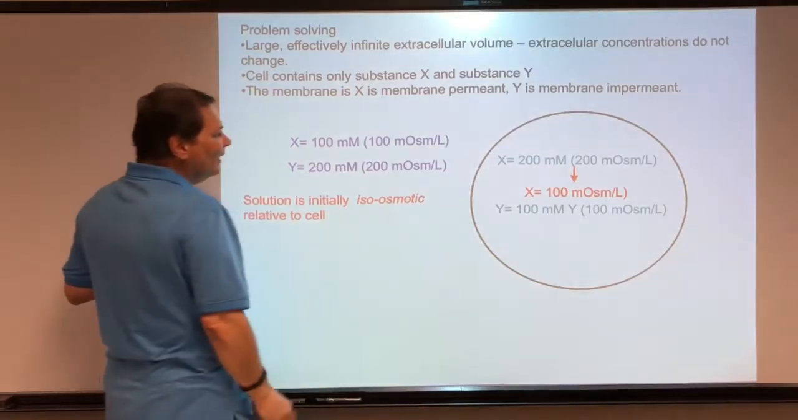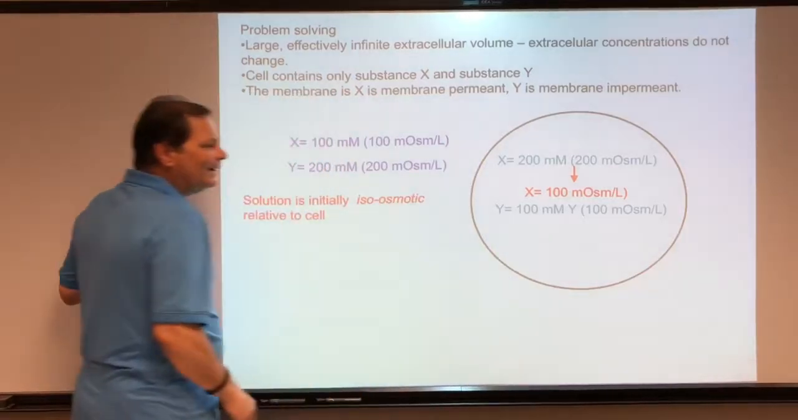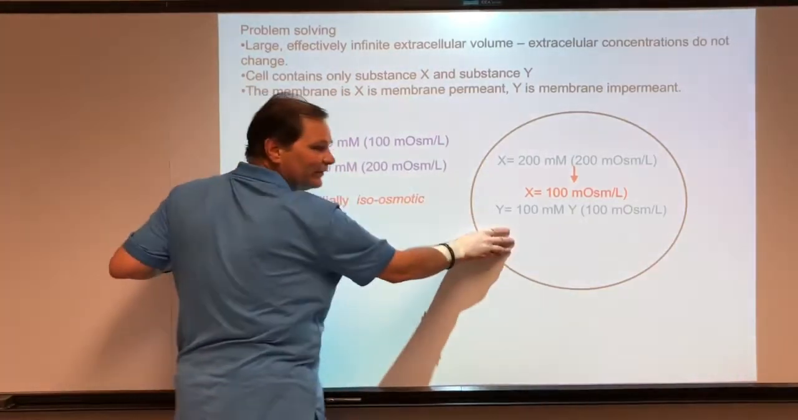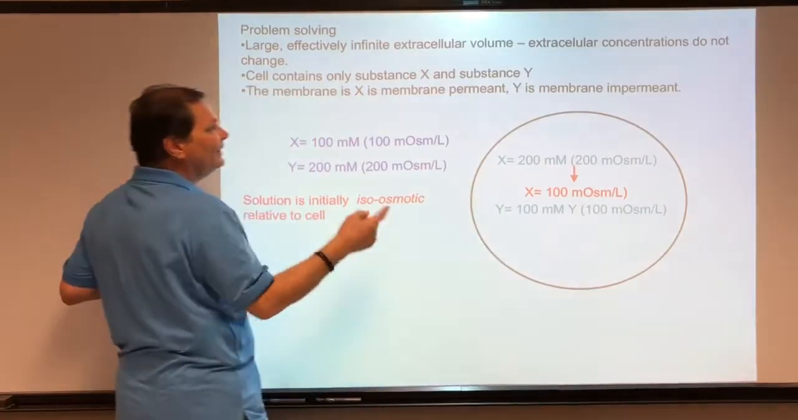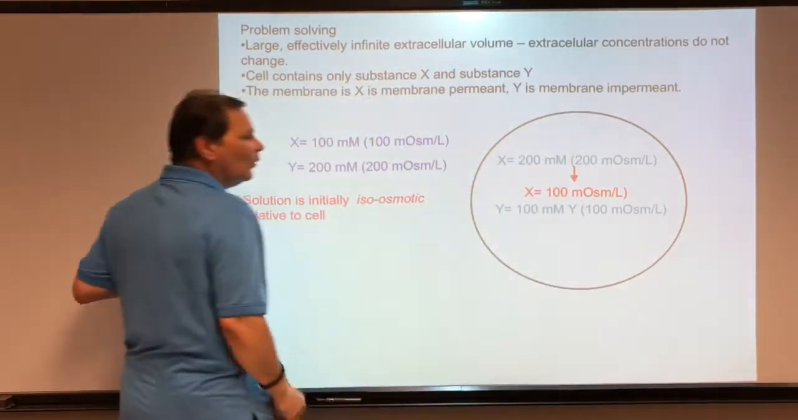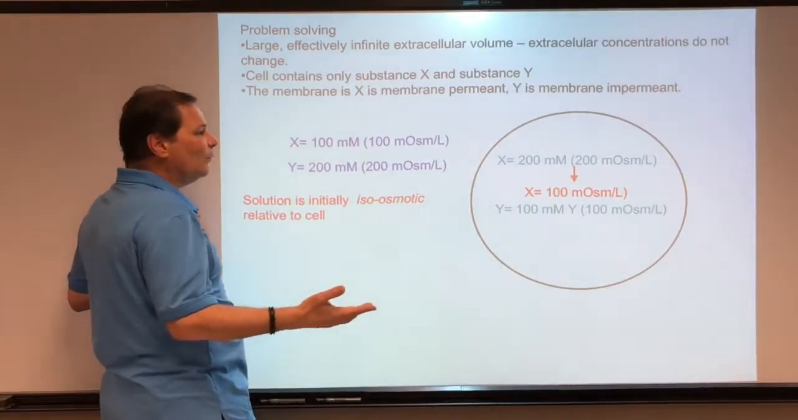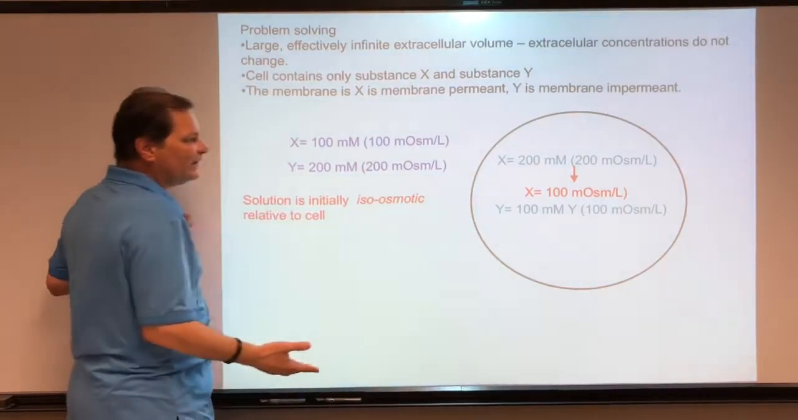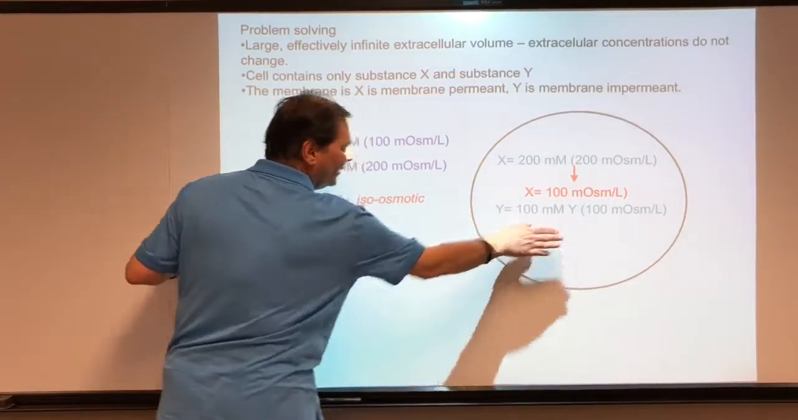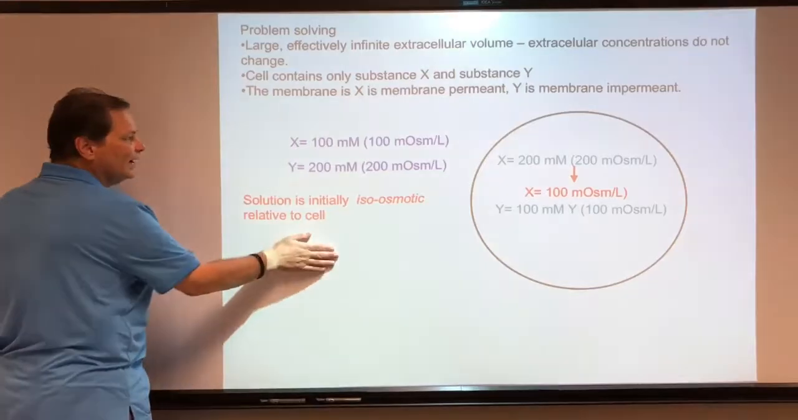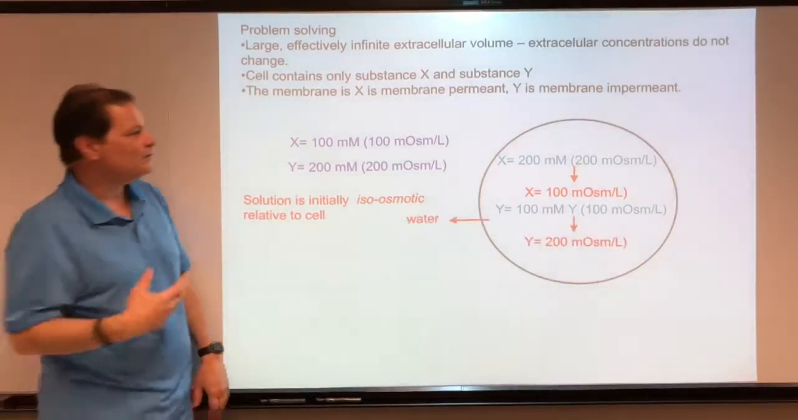So I have high osmolarity here, low osmolarity here. Now, Y can't move across the cell. Okay, I'm done moving X. Y can't move because it's membrane impermeant. So instead of moving Y, I'm going to move water. And what's going to happen is water is going to go from high concentration, that is low osmolarity, to low concentration, that is high osmolarity, and the cell shrinks.